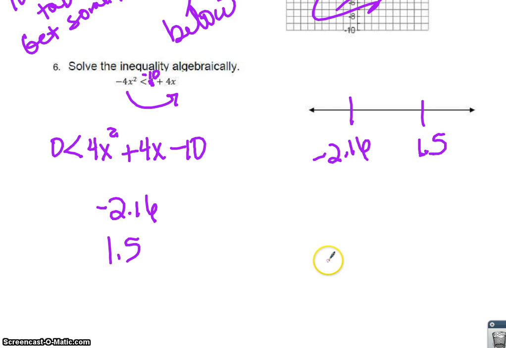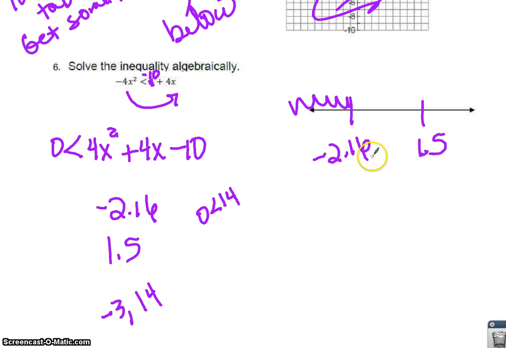So then you go to your table and you pick a point smaller than negative 2.16. So like use negative 3. Okay, look at negative 3 on your table and see what you get for your answer. On my table, when x is negative 3, y is 14. So go back up here and say, is 0 less than 14? Yes, it is, so I'm going to shade this part.